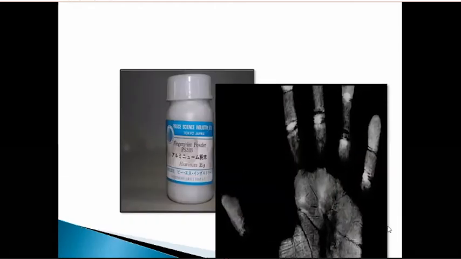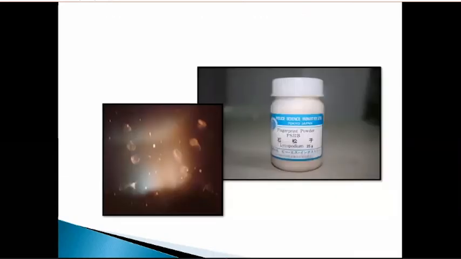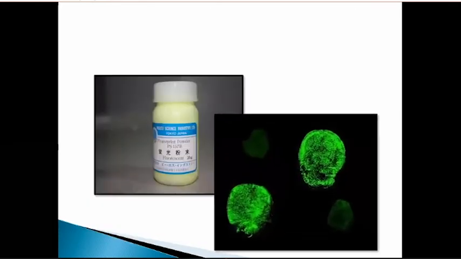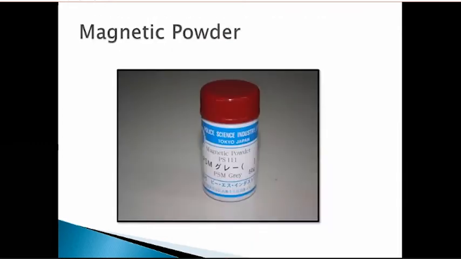Anyway, we have the aluminum powder. Diba? Itong aluminum powder, ito ang ginagamit sa mga dark background object. Para makita. Yan. And we have this lycopodium powder. Yan. Pwede natin i-mix kasi masyadong sensitive. Ang lycopodium powder, pwede natin yung i-mix sa aluminum powder. Yan. Ito naman yung fluorescence powder. Sa mga madidilim na lugar, hindi natin makita, so pwedeng gamitan ng fluorescence powder, pero kailangan natin gumamit ng ultraviolet rays. Ito yan yung magnetic powder.